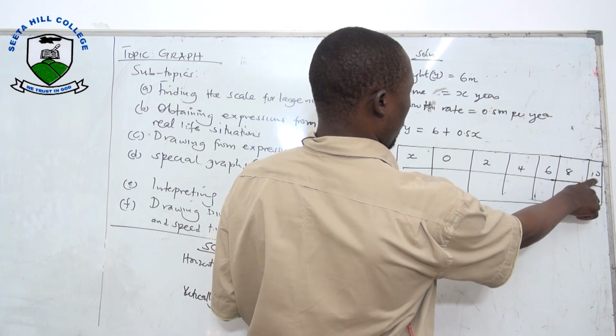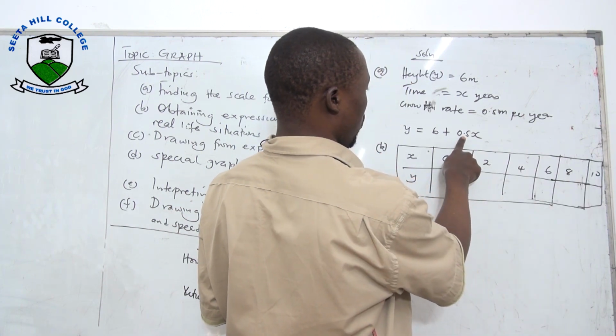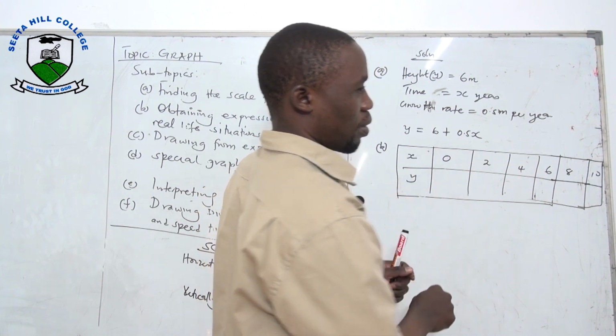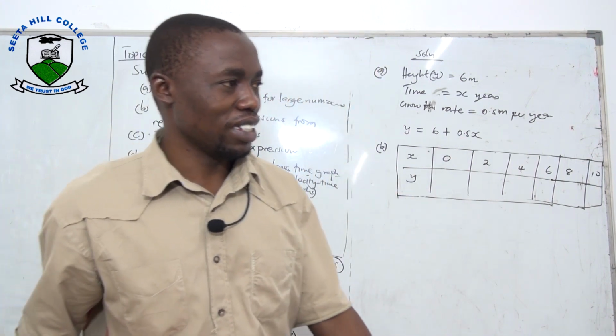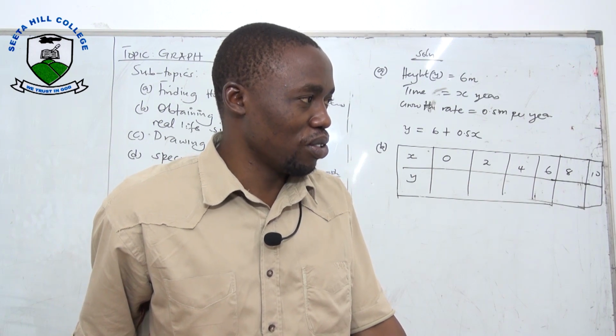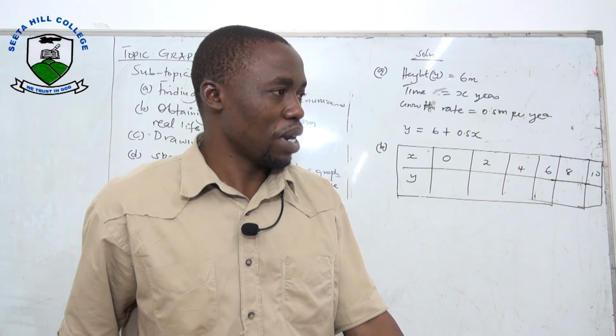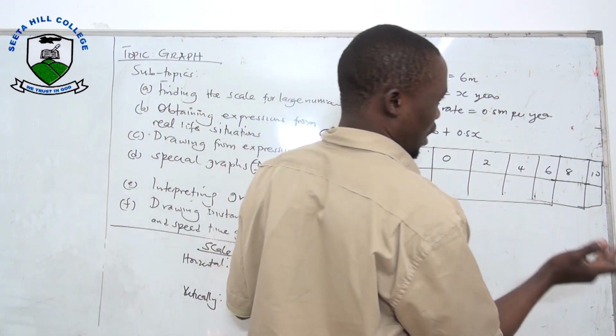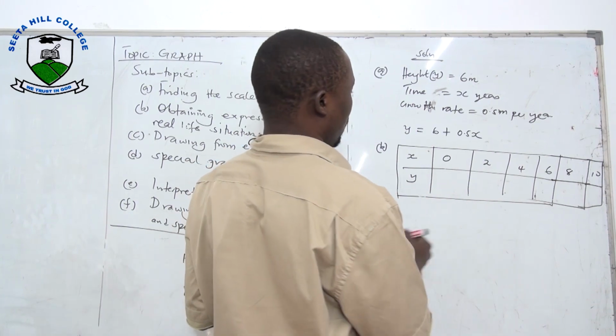Let's see, if we use 10, 0.5 times 10 is 5. That's mental math, guys. 5 plus 6 is 11. I think that caters for it. Yes, we can move now.